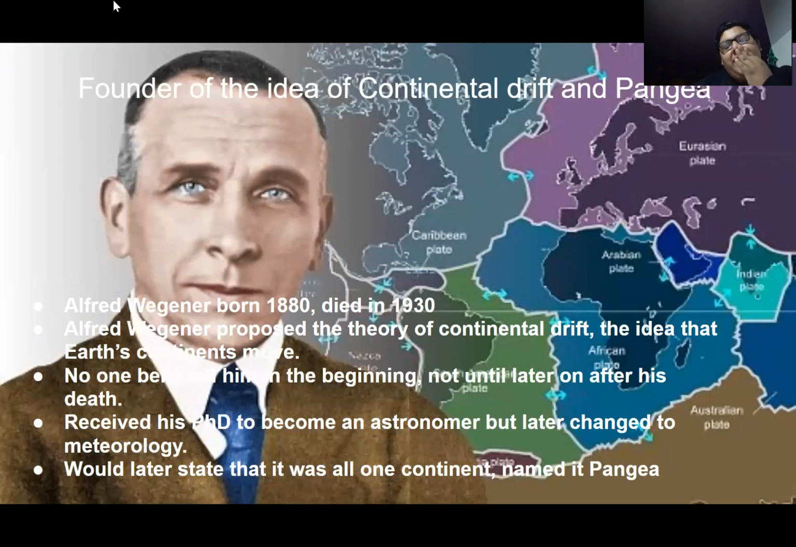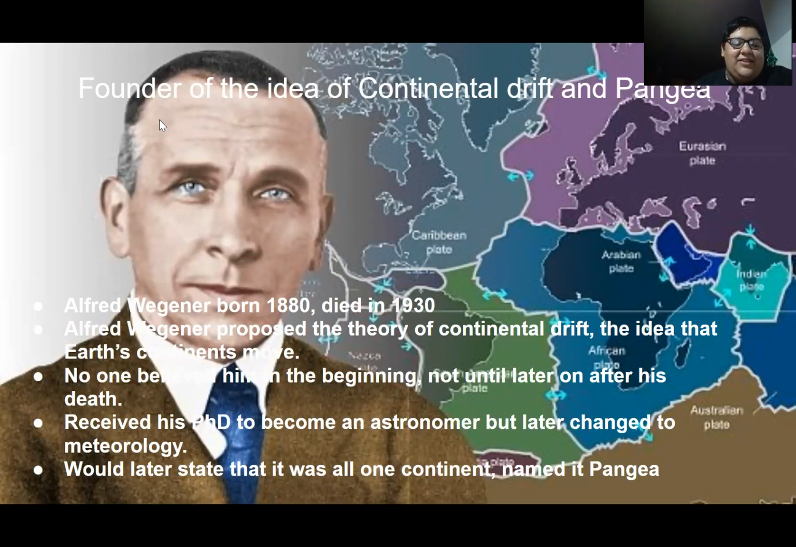He proposed a theory of continental drift that pretty much every continent was together. All 7 continents were at one point just one piece of land. And no one believed him at the time because they were saying, he's crazy. That didn't happen. Well, until after he died, people started realizing, oh, he might have had something there. So that's when his idea was popular.